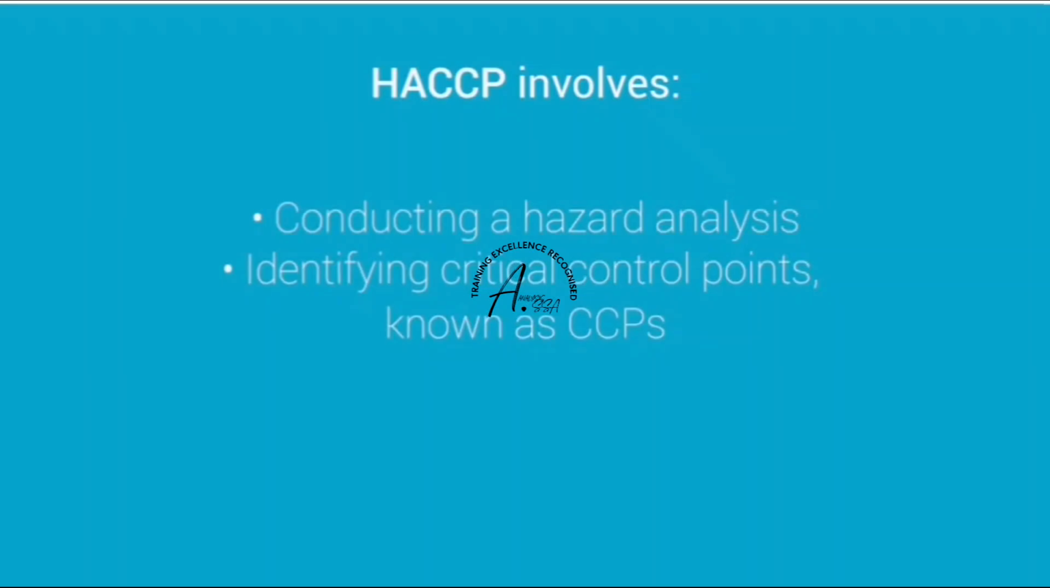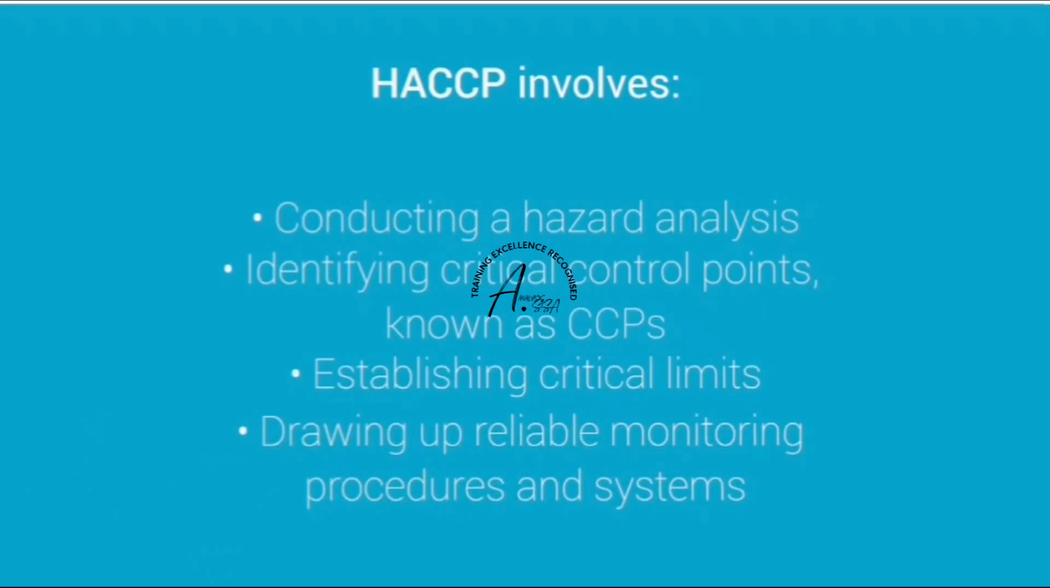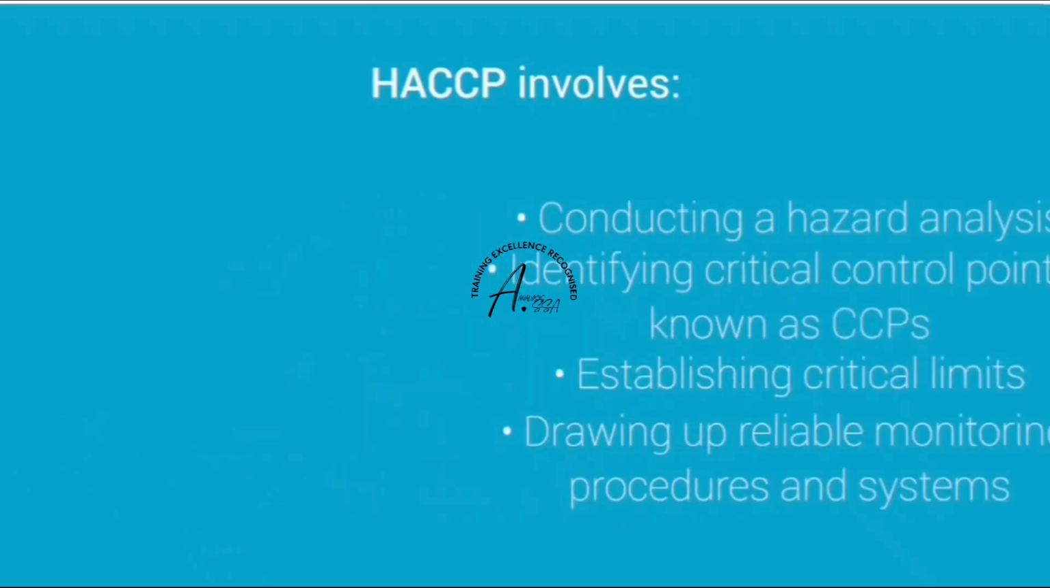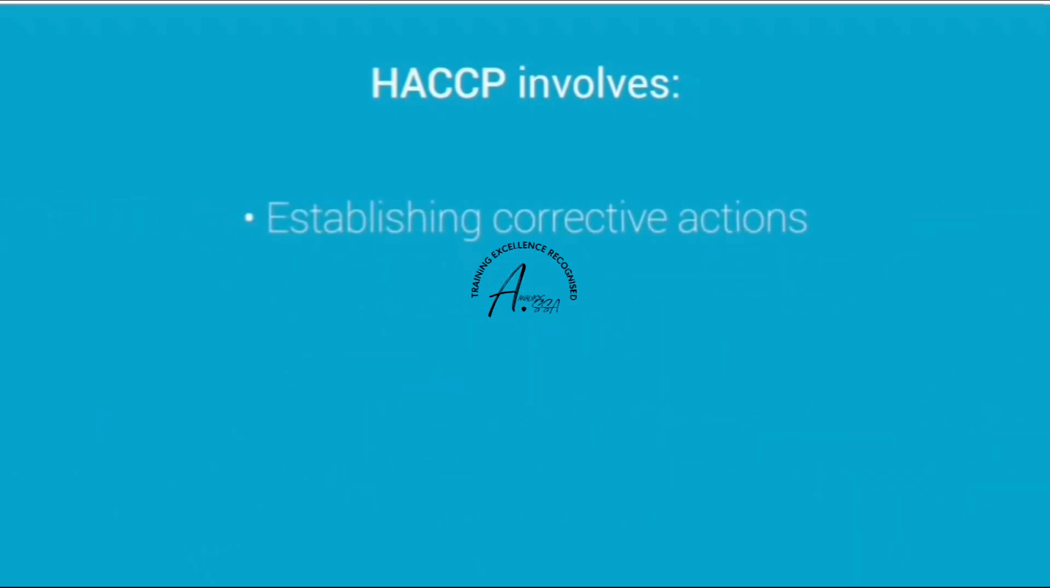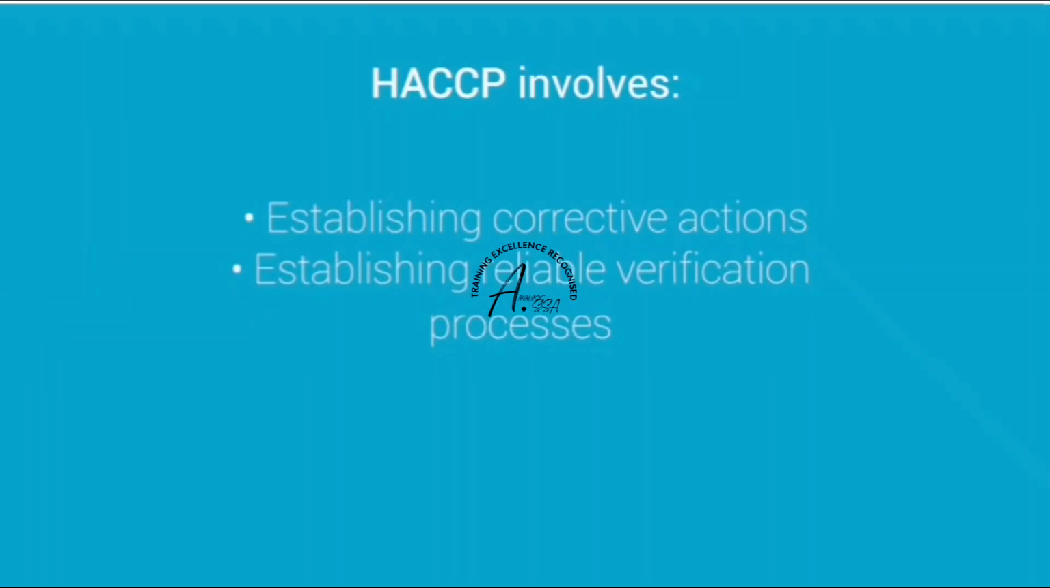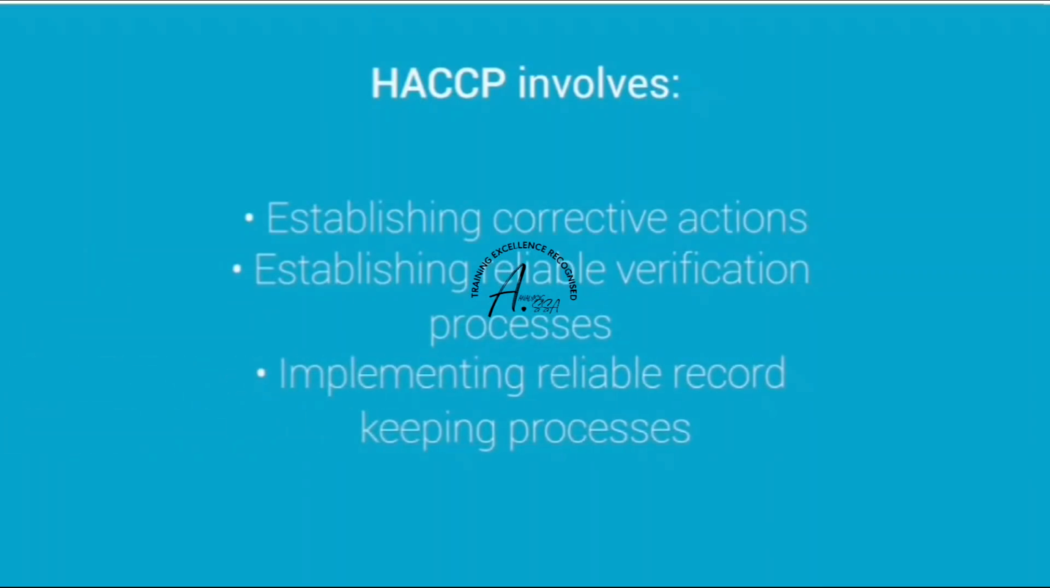In brief, HACCP involves conducting a hazard analysis, identifying critical control points, known as CCPs, establishing critical limits, drawing up reliable monitoring procedures and systems, establishing corrective actions, establishing reliable verification processes, and implementing reliable record-keeping processes.